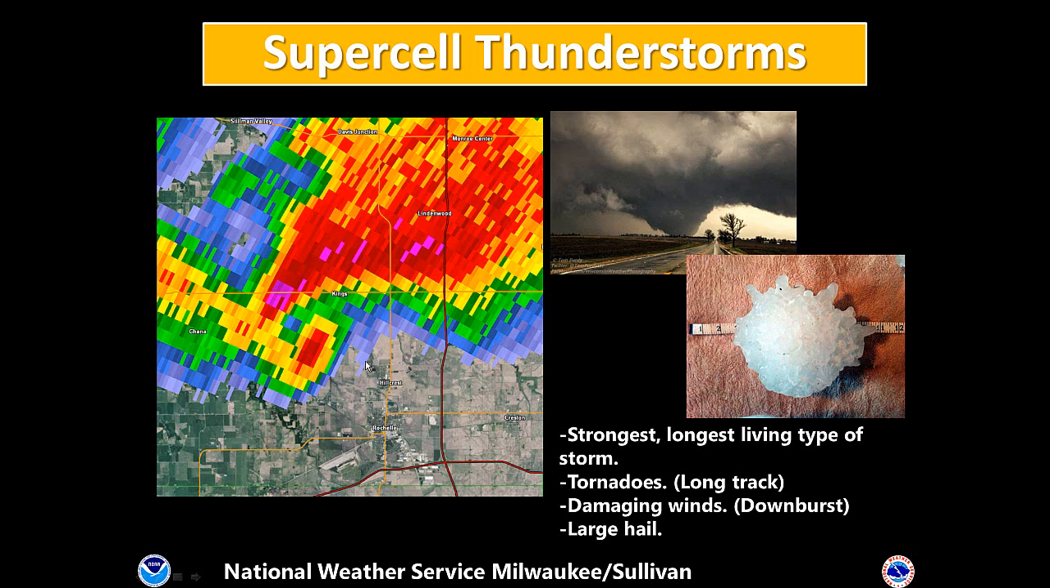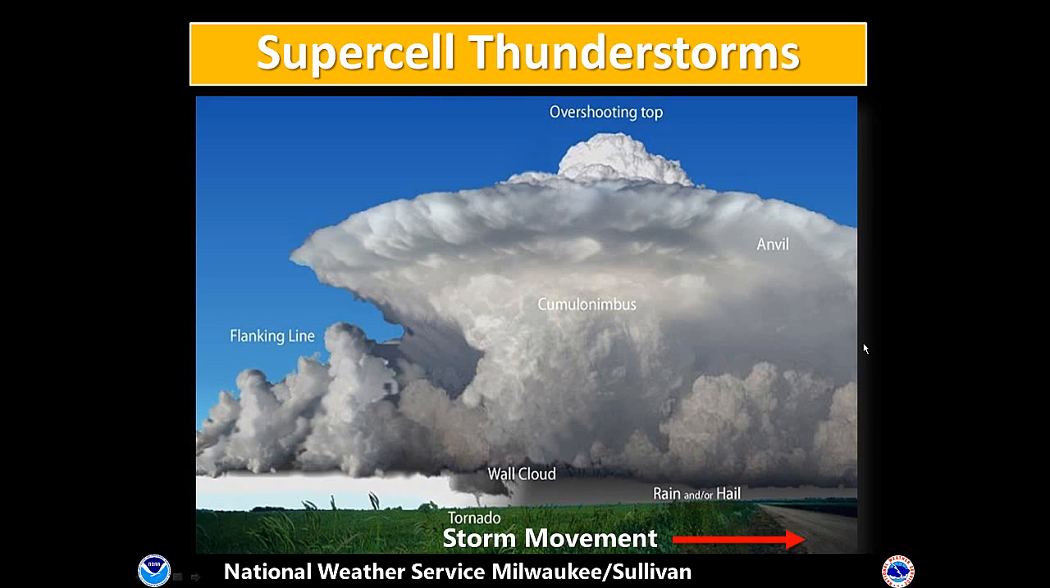These days are very rare, but we can have these, and a lot of our big tornado days have been when we've had supercell thunderstorms. It also can produce some of the largest hail. This is a hailstone from Vivian, South Dakota from that day, with an 8-inch hailstone that occurred there, which is the U.S. record.